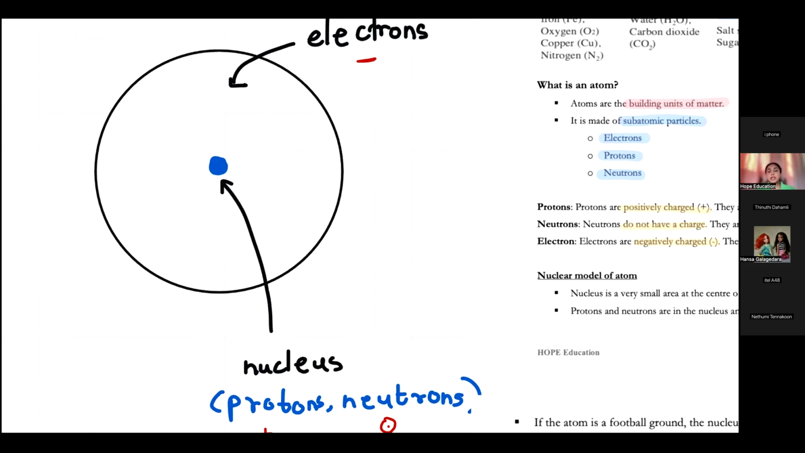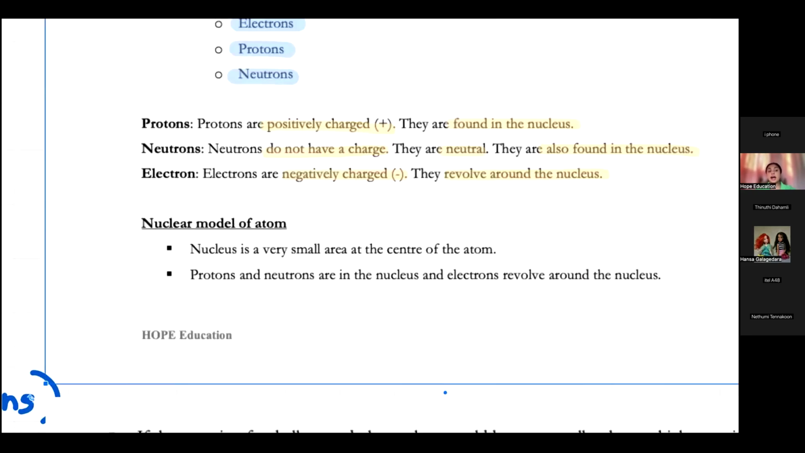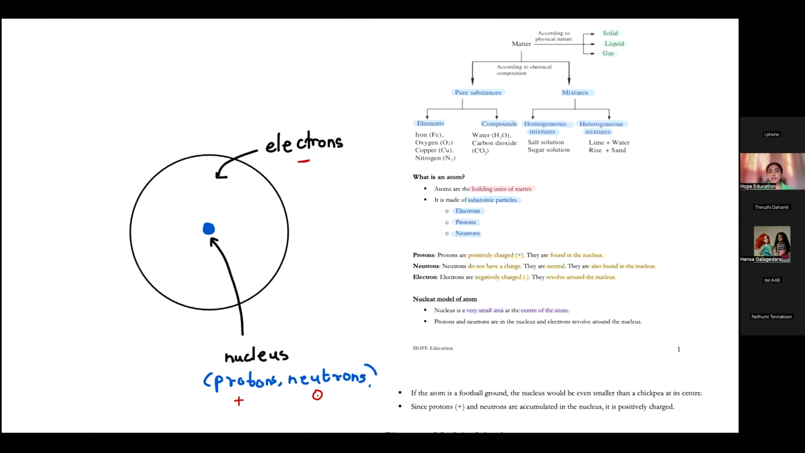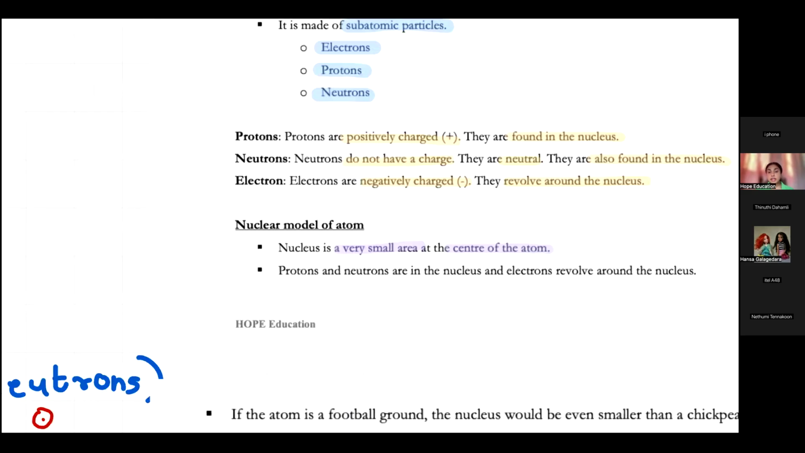Okay? So nuclear model එකේ කියන්නේ nucleus is a very small area at the center of the atom. Eka we already discussed, no? Very small area at the center of the atom. So let's see. This is the atom. At the center of the atom, there's a very small region. This is the nucleus. Okay. Protons and neutrons are in the nucleus.